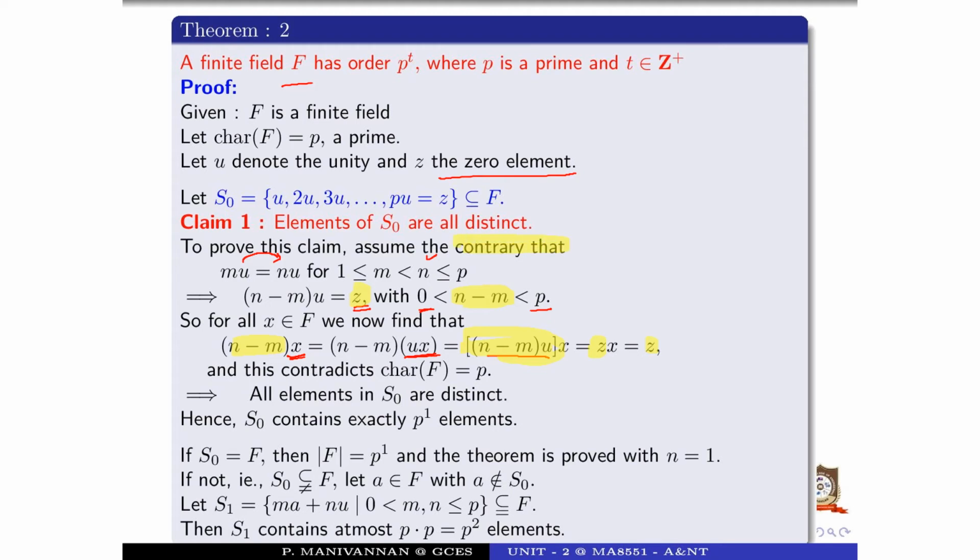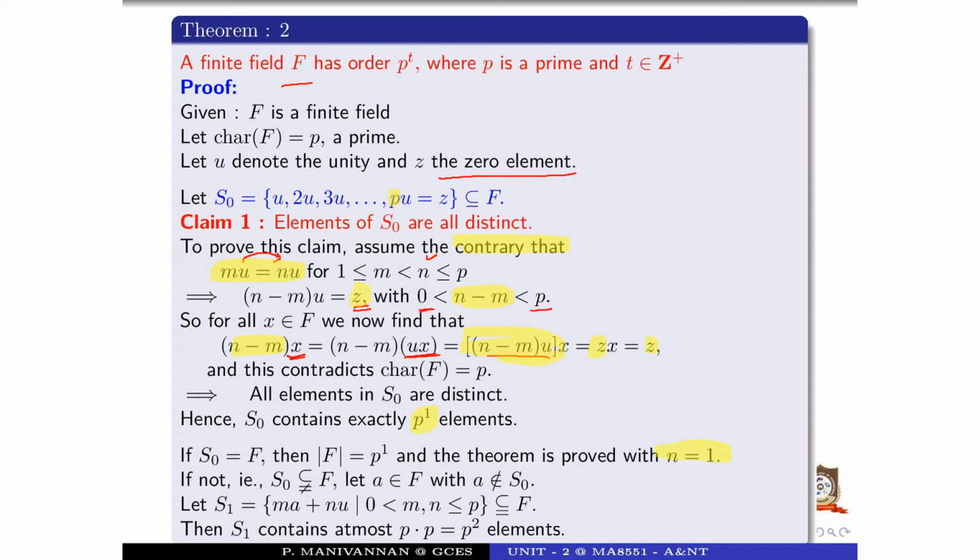Here we assumed mu equal to nu. It is the contradiction. Therefore, the elements of S naught are all distinct. Hence, S naught contains exactly how many elements? 1, 2, up to p. So, S naught contains exactly p elements. If S naught equals F, then the order of F equals p. Hence, the theorem is proved with n equal to 1.